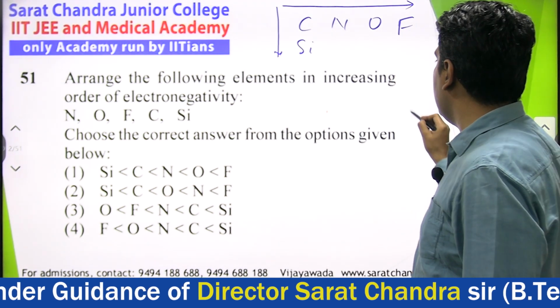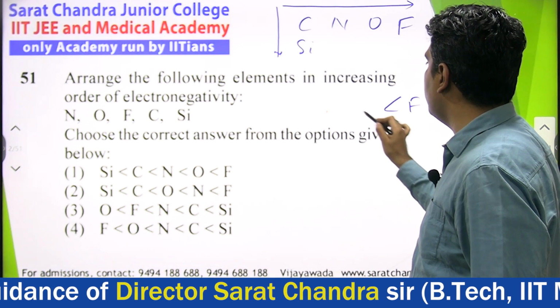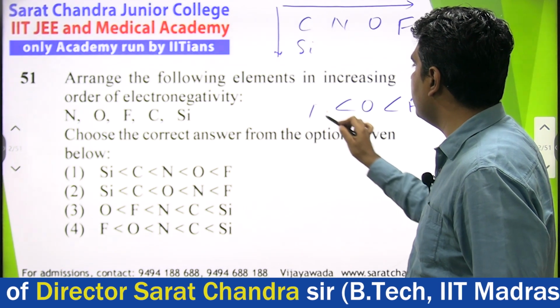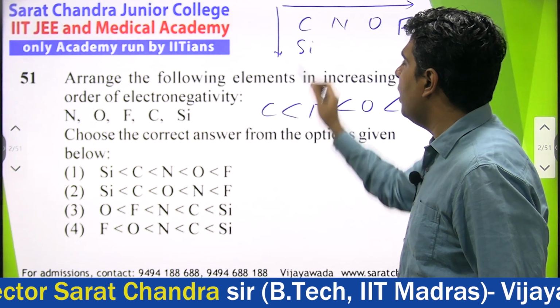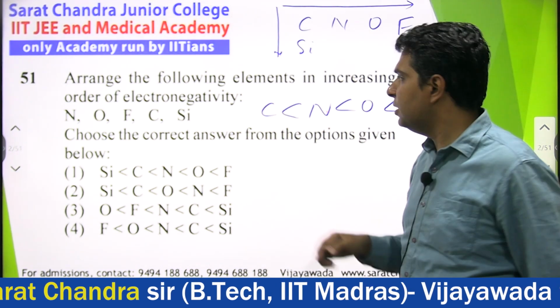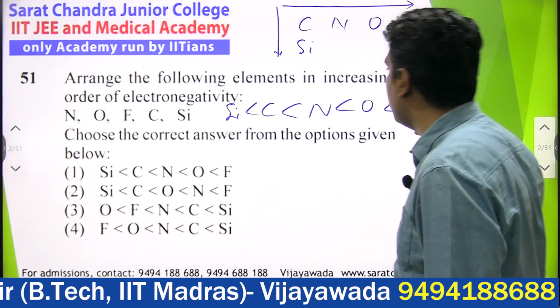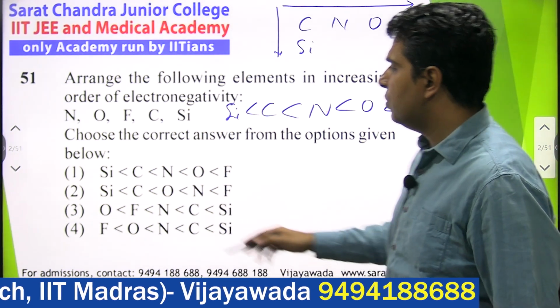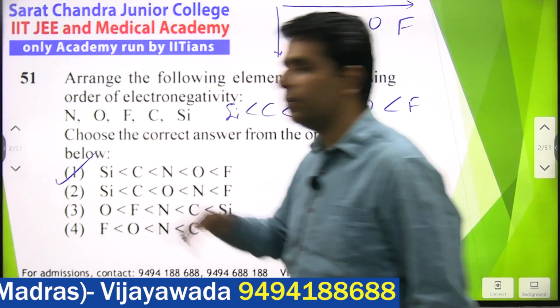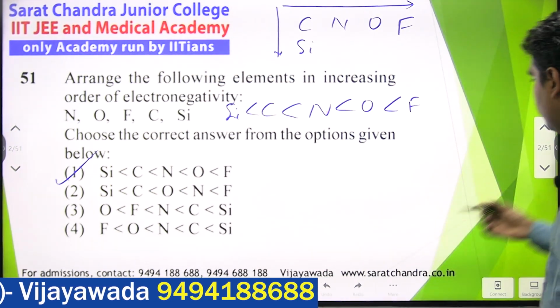So along the period electronegativity increases. So fluorine is more electronegative than oxygen, then nitrogen, then carbon. And down the group the electronegativity is decreasing. So silicon will be less electronegative than carbon. So this will be the order of their electronegativity. So answer will be first option. Next question.